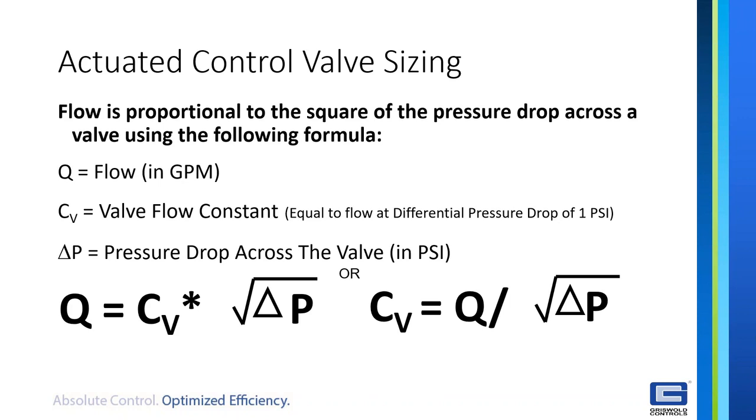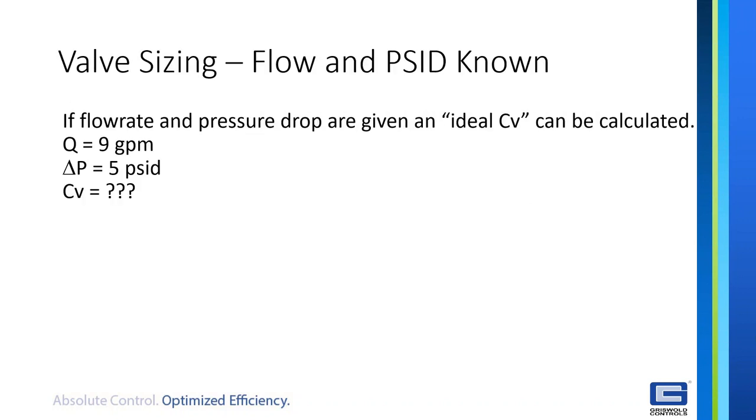So since the formula has three variables, if we know any two, we can calculate the third by rearranging it. So for example, if we know what the flow rate is and we know what the pressure drop is, we can calculate the CV requirement. Sorry, went too fast. So here we've got a sample where we've got a flow rate of 9 GPM and a delta P of 5 PSID. And looking at a coil schedule and the control valve schedule, oftentimes the engineer has detailed what they want the pressure drop to be. And so in this case, we know it's 5.